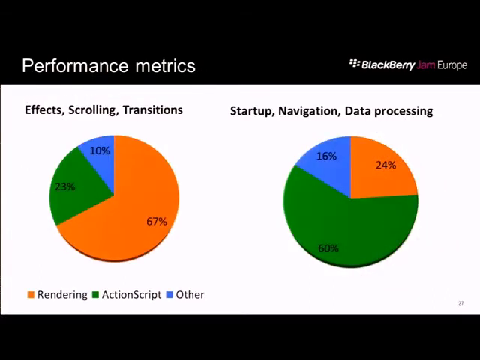Let's take a look at some analysis of applications. This is based on analysis of a lot of applications and what amount of memory or resources every task is consuming in the application. When you use effects or scrolling or transitions inside the application, the largest portion is based on rendering. Is rendering the hardest part of that use?